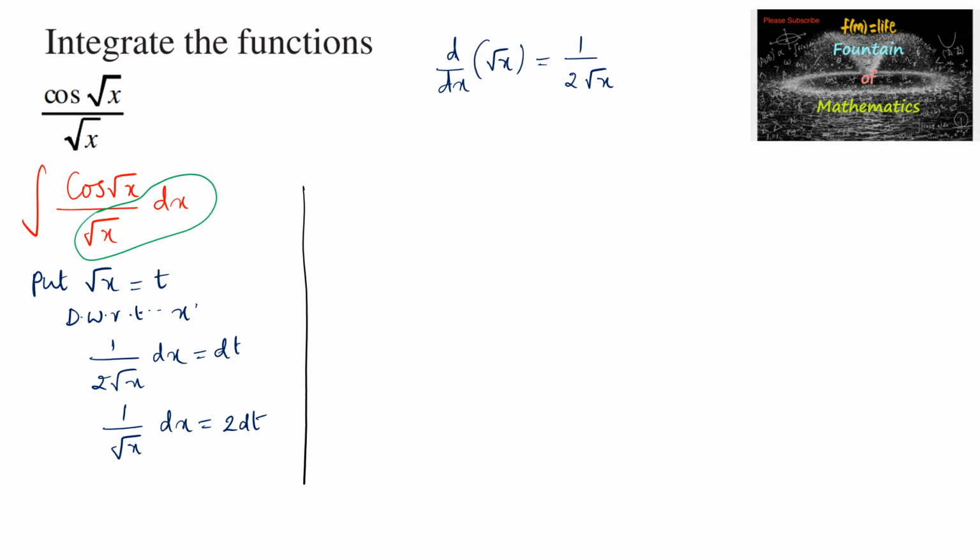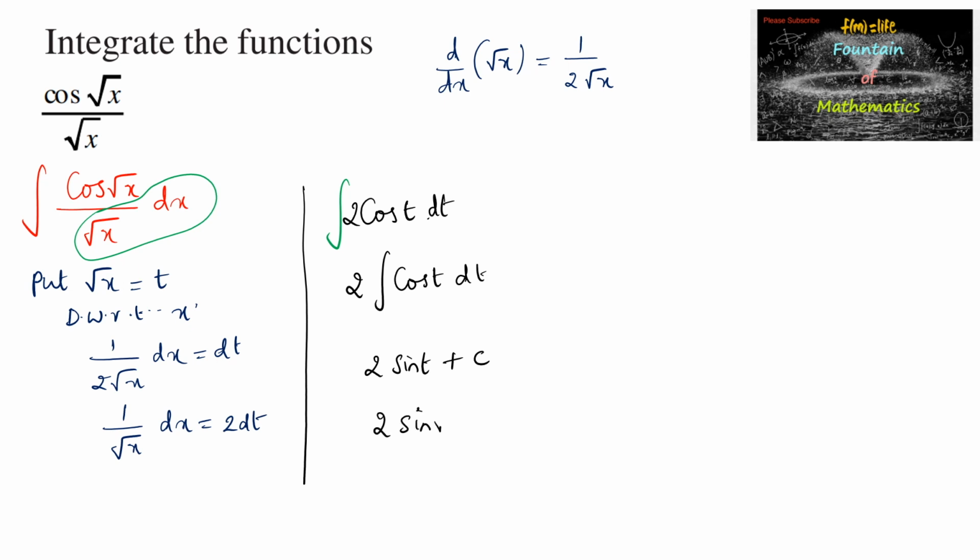So our integral can be taken as, 1 upon root x dx is 2 dt, and cos root x is cos t. So we can write integral cos t, and dx upon root x is 2 dt. So we can write 2 times integral cos t dt. Integration of cos t is sin t. So 2 times sin t plus integral constant c. So we can replace t as root x. So 2 sin root x plus c is the answer.